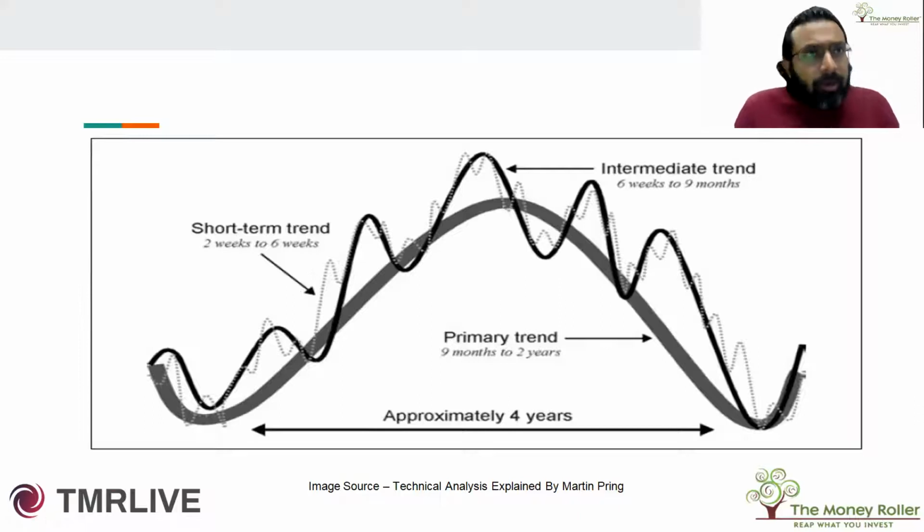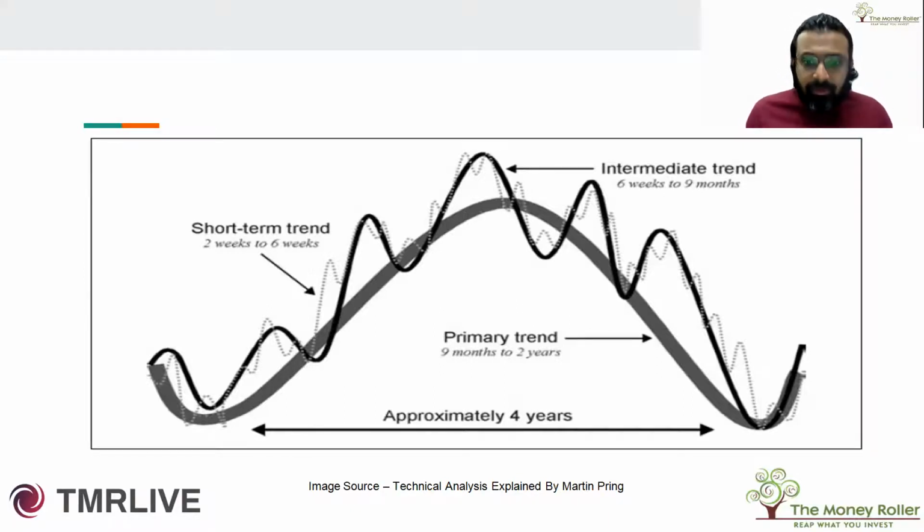Long-term investors are majorly concerned with the direction of the primary trend. However, short-term investors and traders must be aware of the direction of the longer trend as well as the intermediate trend and the short-term trends as well. They should not get fooled by the intermediate trend, thinking that this stock is now going to crash if the primary trend is still up, because surprises can occur in the direction of the primary trend.